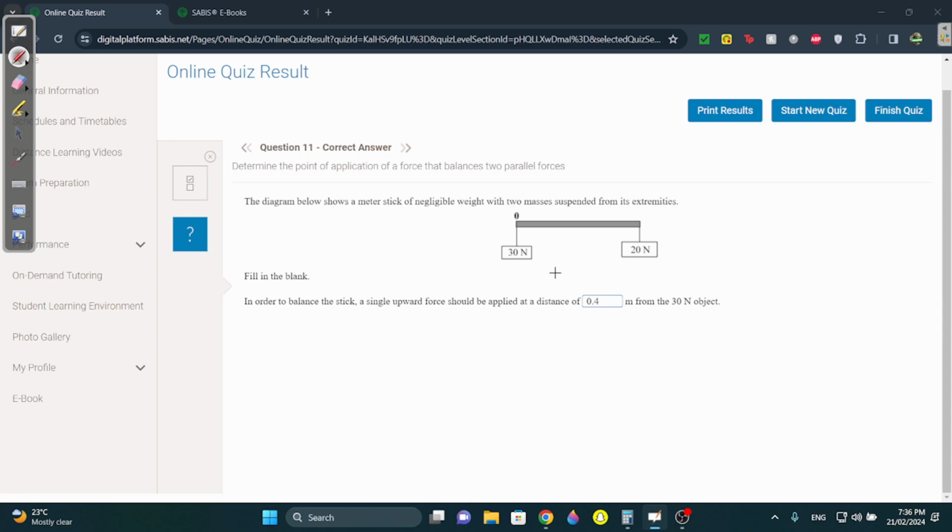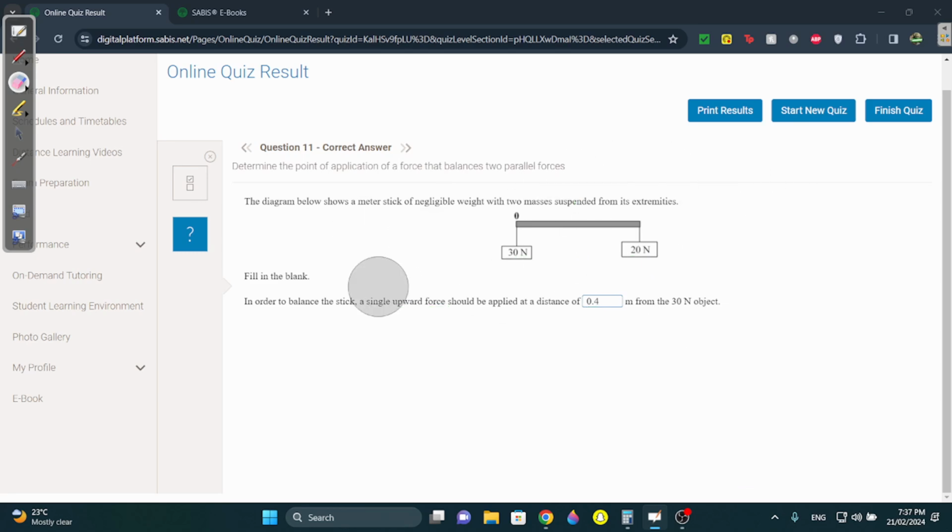The first thing I tell you is locate all the forces. We always have a weight, but in this case it's negligible. They say that on purpose, so you don't write the weight. What do you think is going to be the reaction to the 30 and 20? It's obviously going to be a 50 Newton reaction, right? So we want this upward force, which is 50 newtons. We want to know where do we place it. It's at a distance of something meters, which obviously is 0.4, from the 30 Newton object.